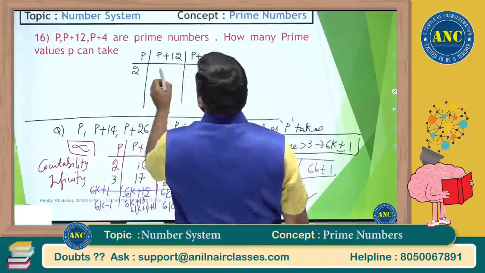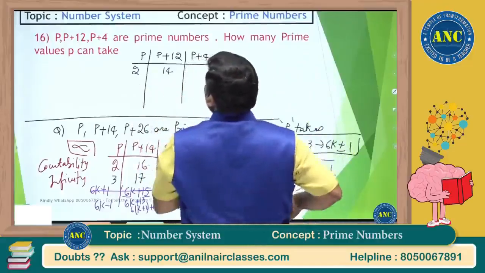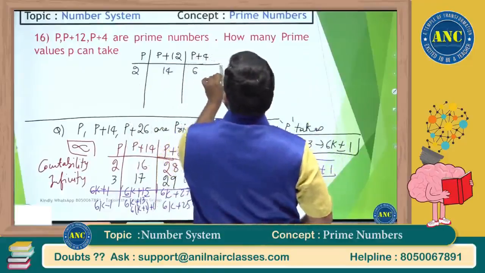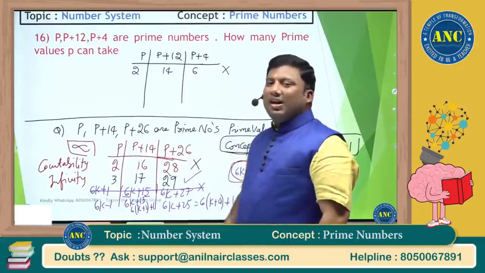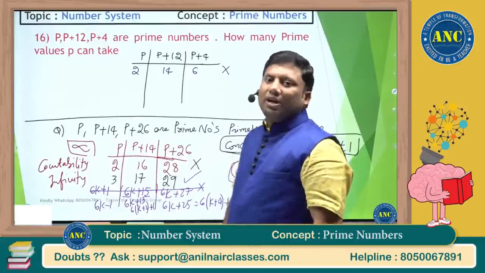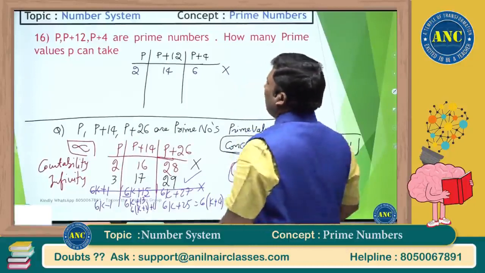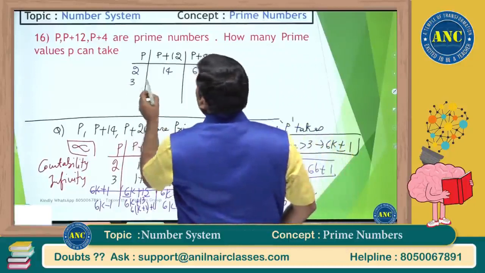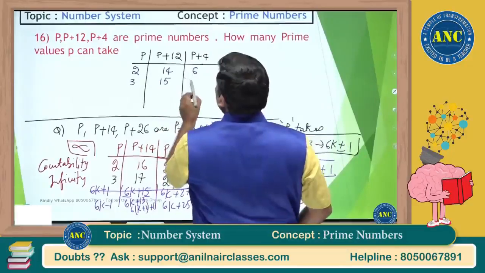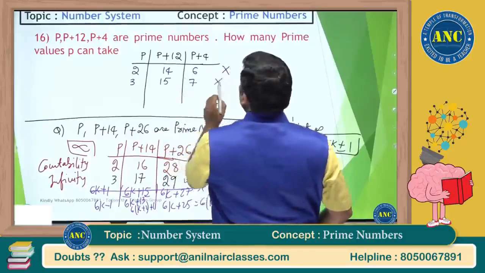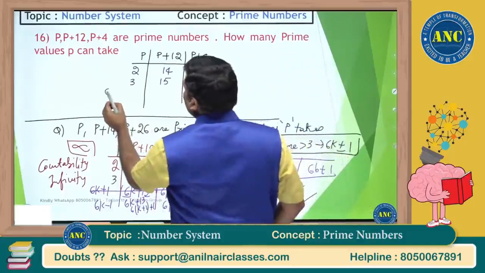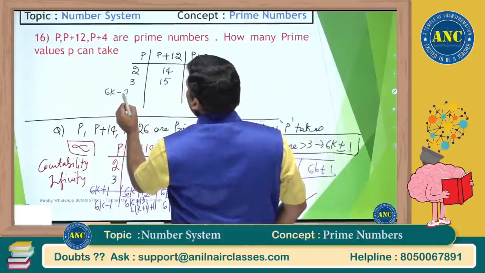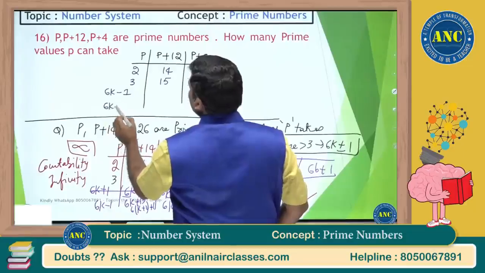If P takes 2, 2 plus 12 is 14, 2 plus 4 is 6. 14, 6 and 2, they are all even numbers. Other than 2, there is no even number which is a prime number. So if it is 3, 3 plus 12 is 15, 3 plus 4 is 7. It is not possible. Any prime number greater than 3 is of the form 6k minus 1 or 6k plus 1.